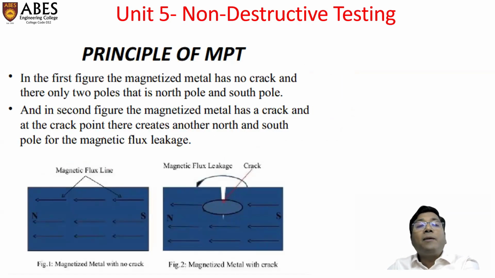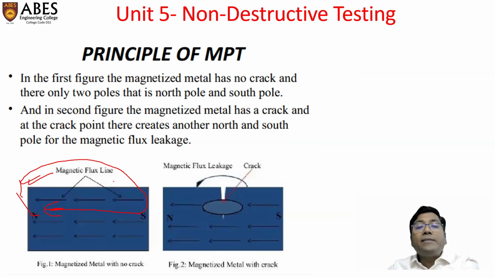What is the principle of magnetic particle testing? Here in the first figure, the magnetized metal has no crack. There is no crack inside the surface. If we apply a magnetic field to it, only two poles, the north pole and the south pole, will exist. Outside, the magnetic lines will travel from north pole to south pole, and inside from south pole to north pole. The circuit will get completed.